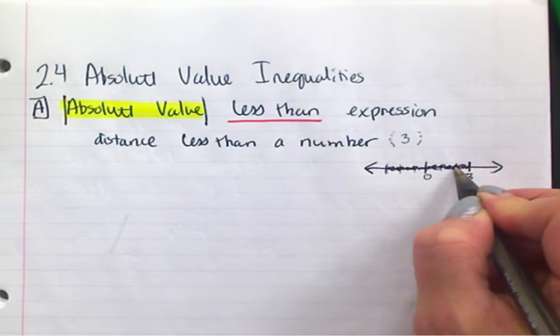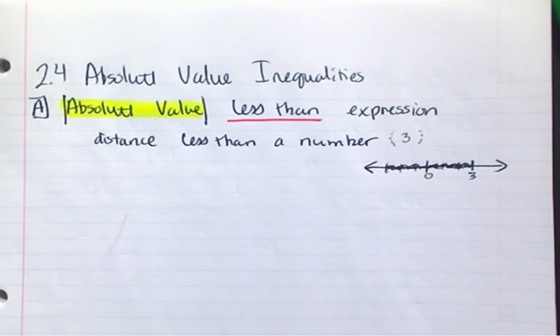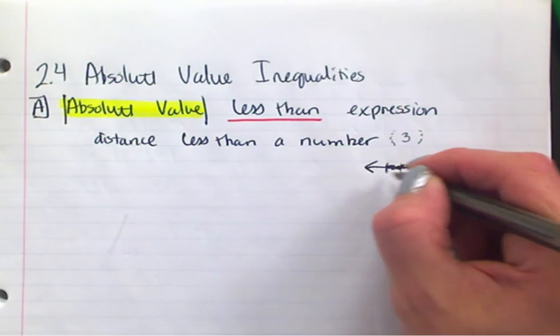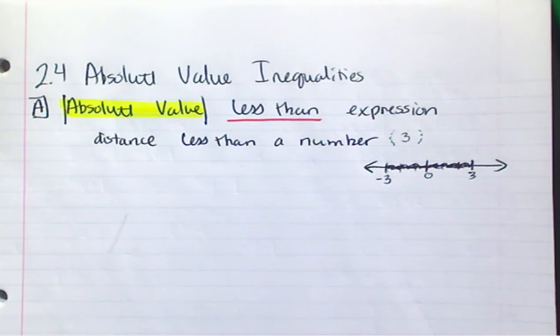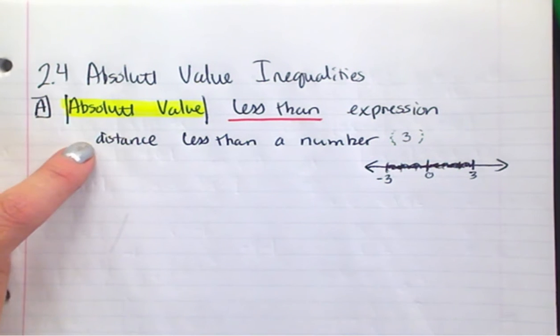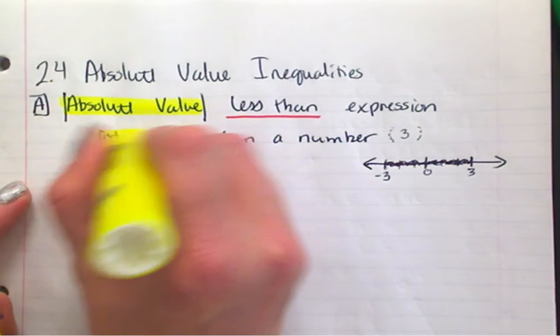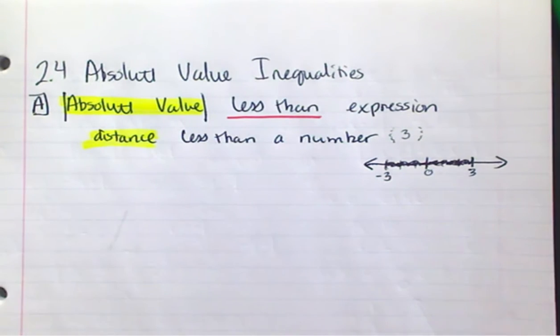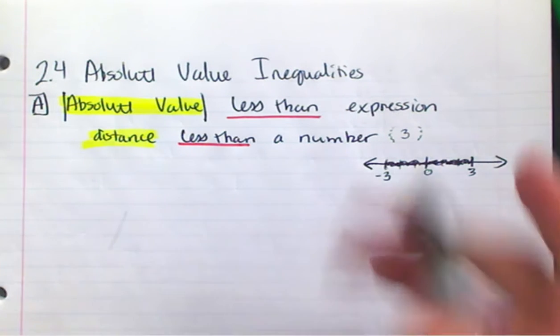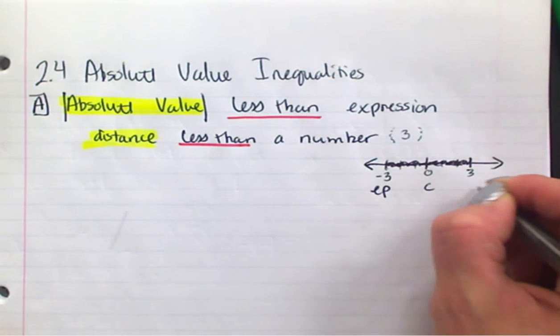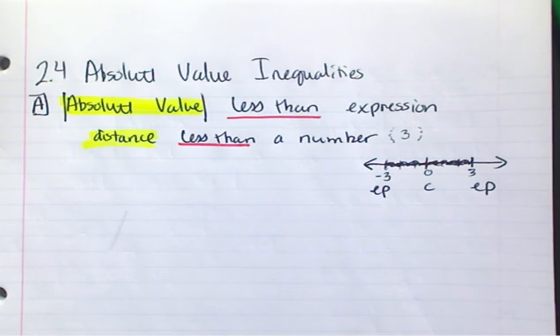Okay? I just plotted numbers on the number line whose distances are less than 3. Now, I don't want to get too carried away with the numbers, okay? So when I do distance less than some expression, I have an endpoint, a center, and an endpoint. We had centers when we were talking about absolute value equations. Okay, we still have the center.